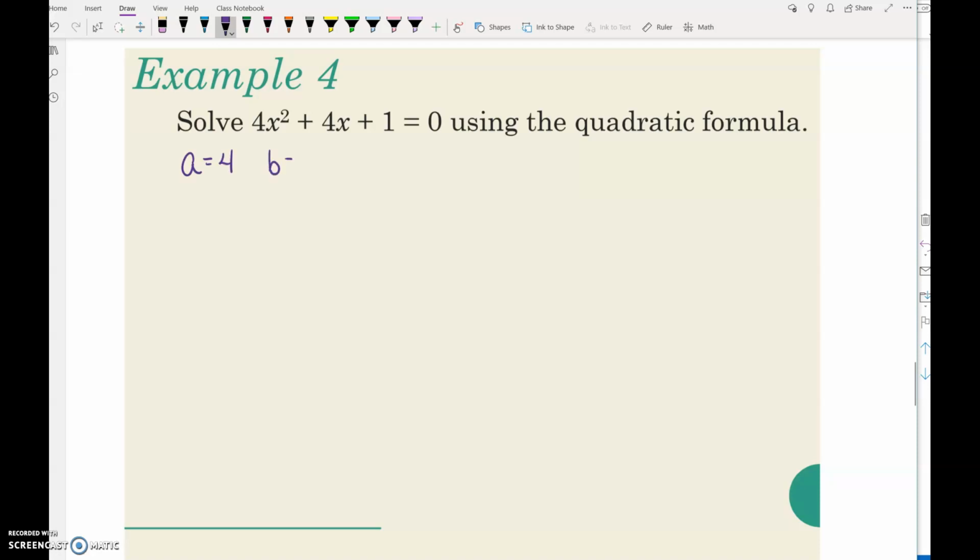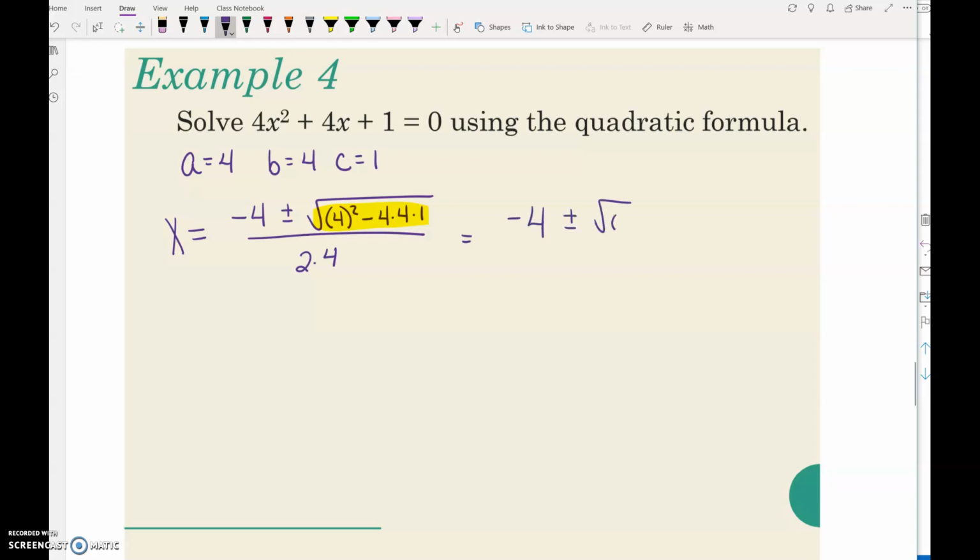Okay, a is 4, b is 4, c is 1. So x equals the opposite of b plus or minus the square root of b squared minus 4 times a times c, all divided by 2 times a. Okay, the stuff under the radical. 4 squared minus 4 times 1 is 0. So we have negative 4 plus or minus the square root of 0 over 8.